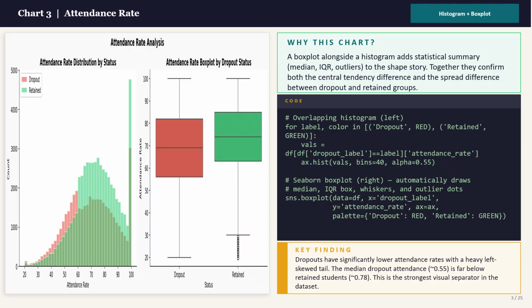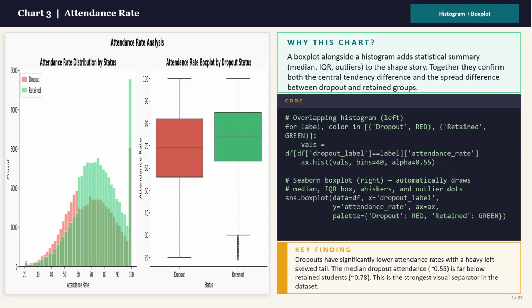Let's look at the attendance rate analysis. Here we used a box plot alongside a histogram, and it adds a statistical summary to the shape story. Together they confirm both the central tendency difference and the spread difference between dropout and retained groups.